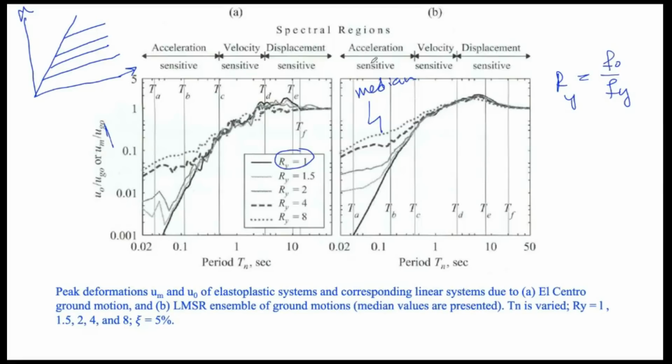So the median is the one which is the 50th percentile, which means that 50% of the data is less than that, 50% is more than that. Okay.